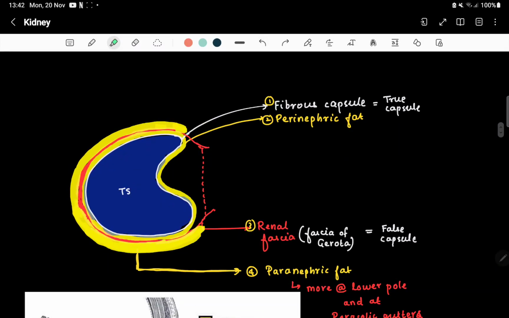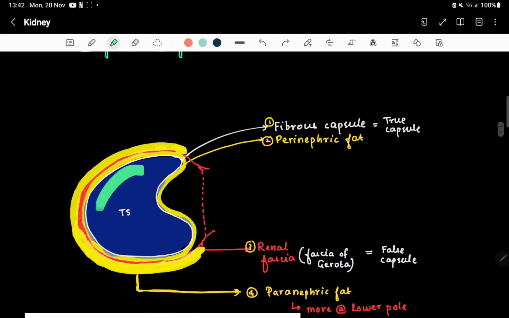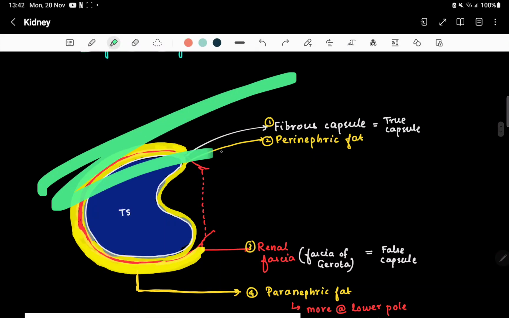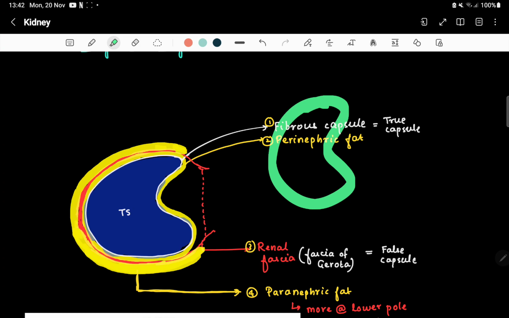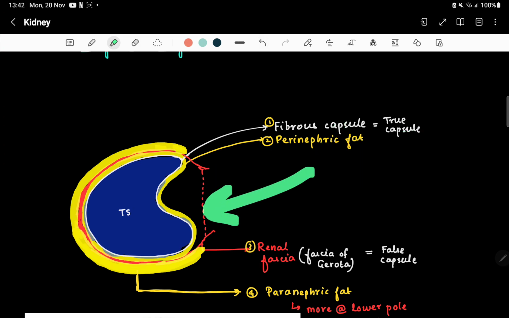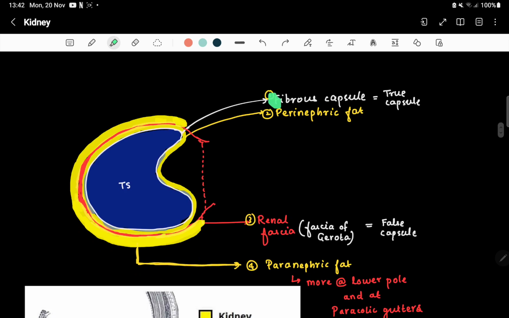What are the things that are covering the kidney? So if we have the transverse section of the kidney, if this was your kidney, you have just made a transverse section like that and you are seeing it. Okay, so first of all you have a fibrous capsule, that is the true capsule of the kidney. Okay, the fibrous capsule.